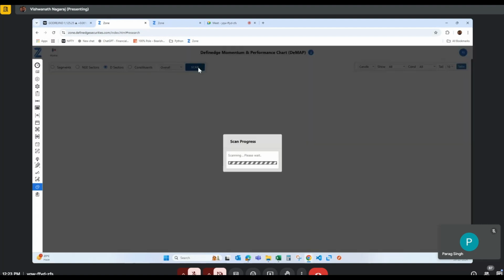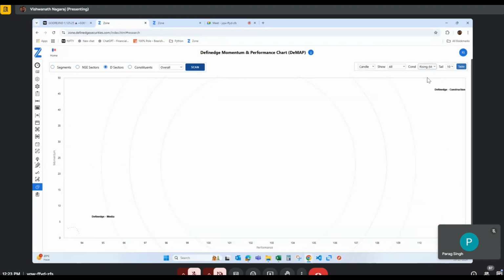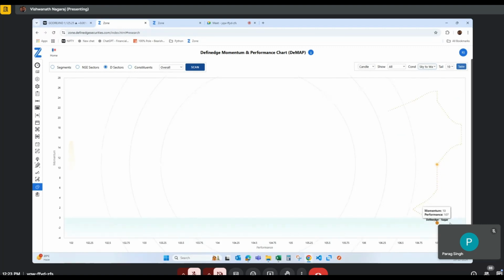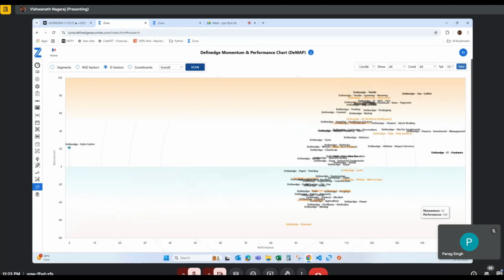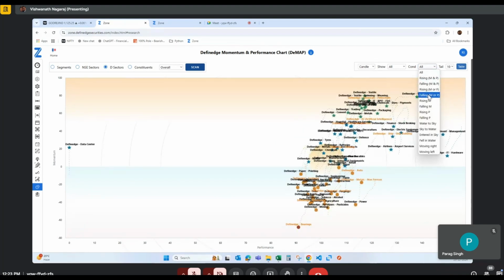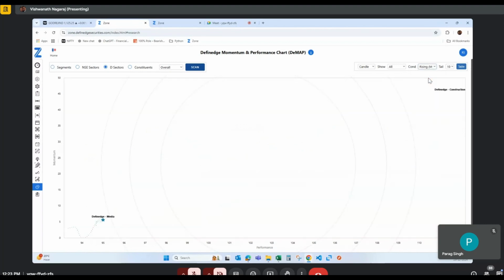We came into the sectors, we scanned, we did not get anything in sky to water. Actually, wait, in water to sky there is one, and there is an exit also here. If you are holding any sugar stocks, you can exit them, because now this has gone bearish. You can look at this as well. And there are a lot of sectors that are falling in momentum. I'm just going to keep it simple: rising momentum, both sides, construction.